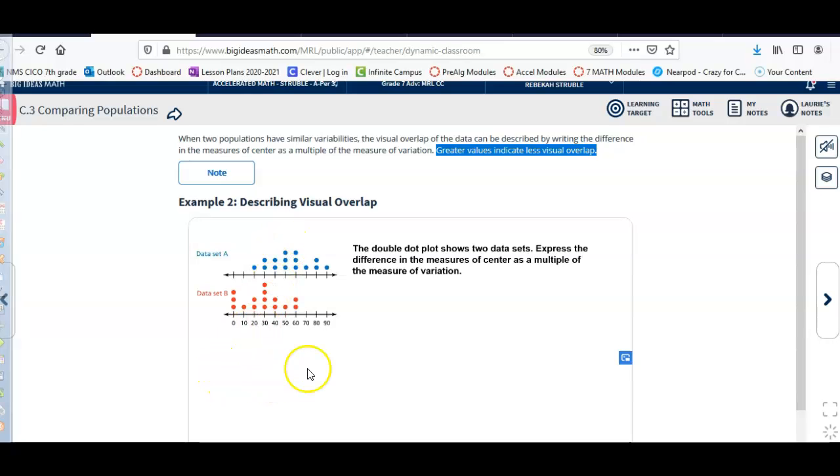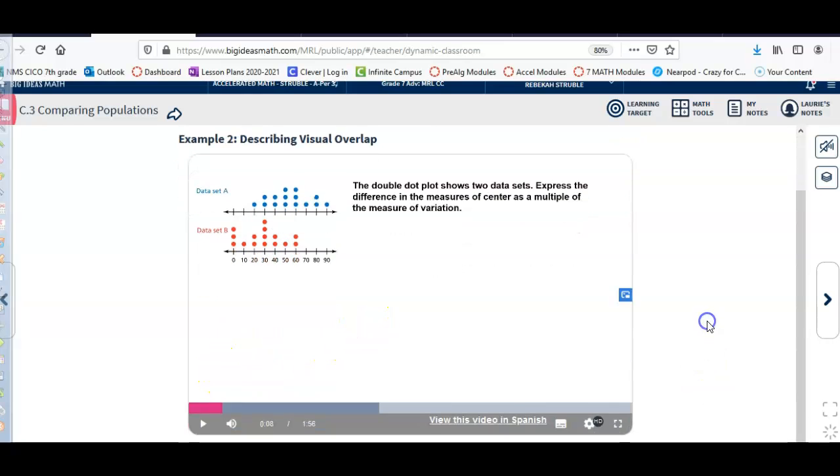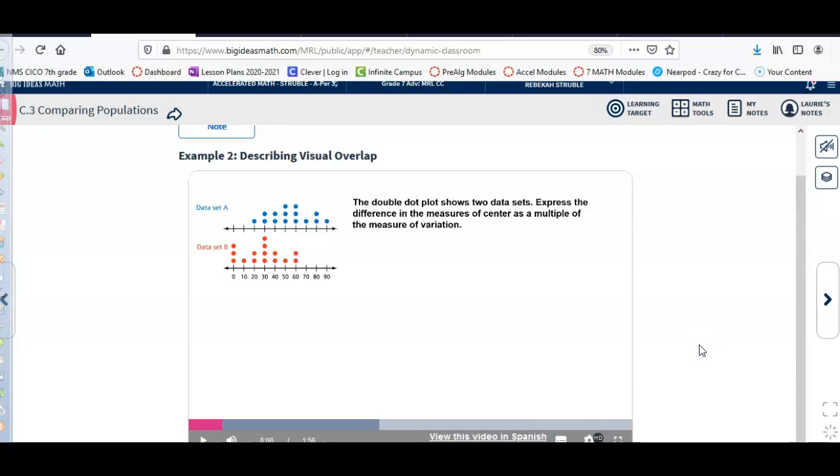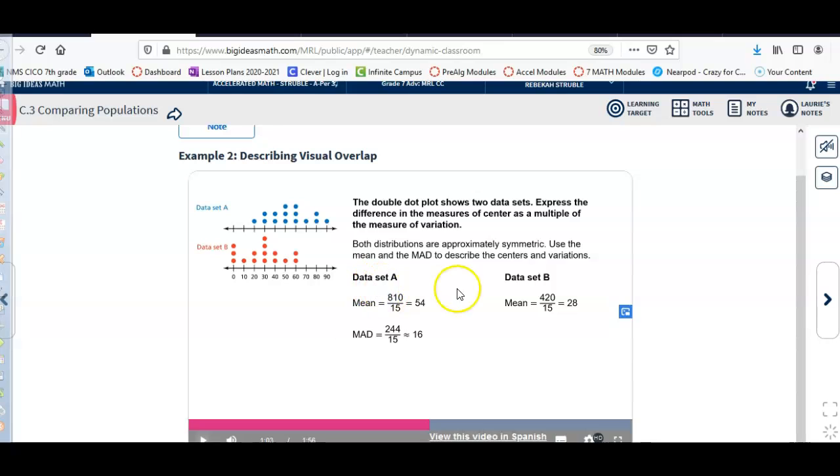So let's go ahead and play this and see what number we come up with for the difference in the measure of center as a multiple of the measure of variation. The mean is equal to the sum of the data, 810, divided by the number of data values, 15. So I want to run something by us real quick. Where they get the 210 for data set A.